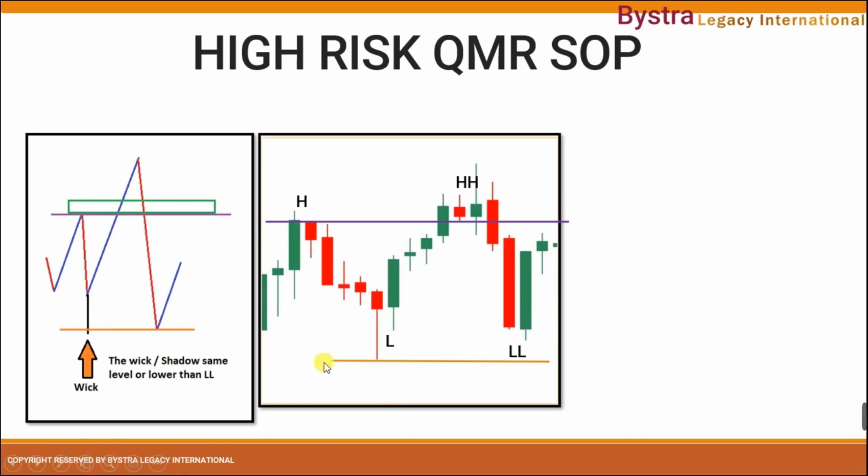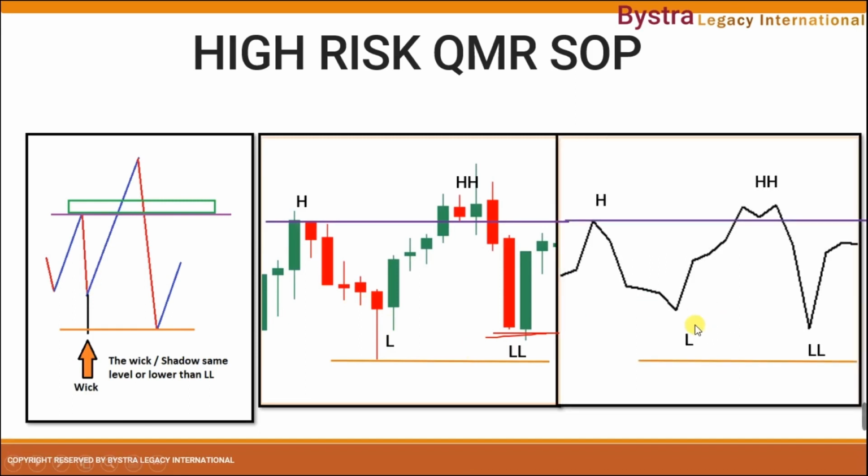As we can look at the chart here, look at this. This shadow is even longer than the lower low here. However, when we look at the line chart, it looks fine, right? This low here is still higher than the lower low, alright? But in the candlestick, we can see that the shadow is even longer than this lower low. So this is also the QMR we do not want to take. It's very high risk.